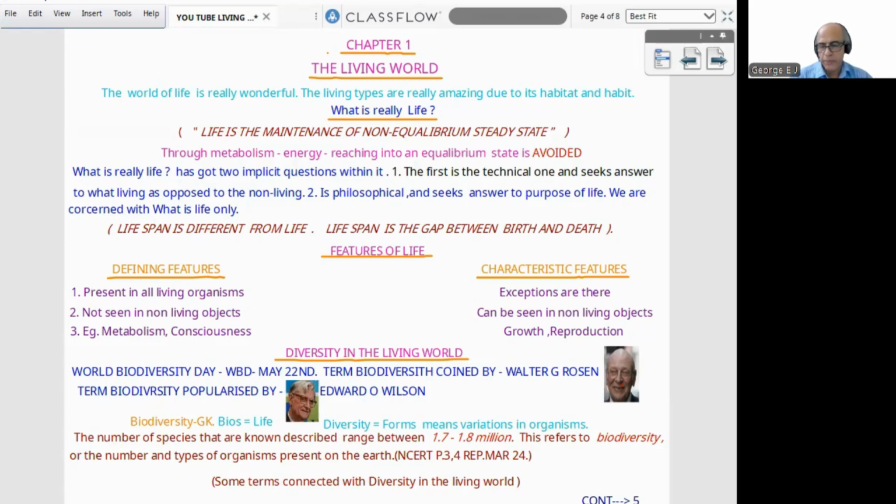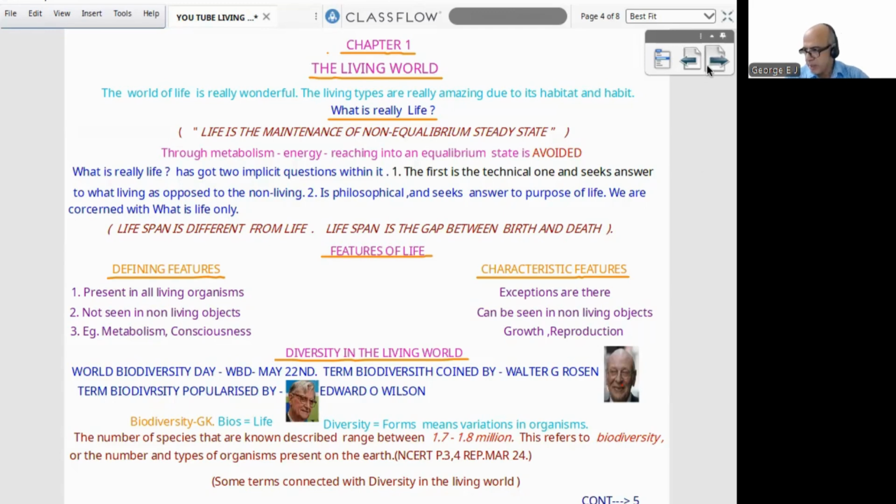Then diversity in the living world, 2 famous scientists. World Biodiversity Day. The term biodiversity was popularized by Edward Wilson and coined by Walter G. Rosen, W.G. Rosen. After that, we entered into the approximate range of species, 1.7 to 1.8 million is a question. They will give 17 million, 18 million, or 1.7 to 1.8 billion likewise. So 1.7 to 1.8 million is the NCERT data.